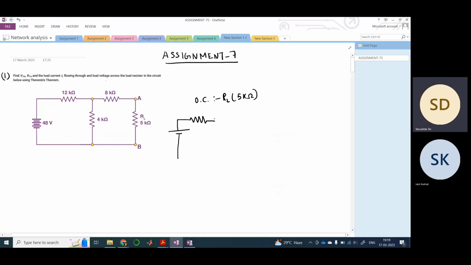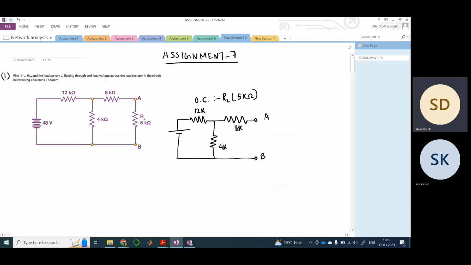So this is 12K, this is 4K. It is very similar to the problem that I just showed you, I mean the steps that I showed you moments ago. So this is AB. This is 12K, this is 4K, and this is 8K, and this is open.